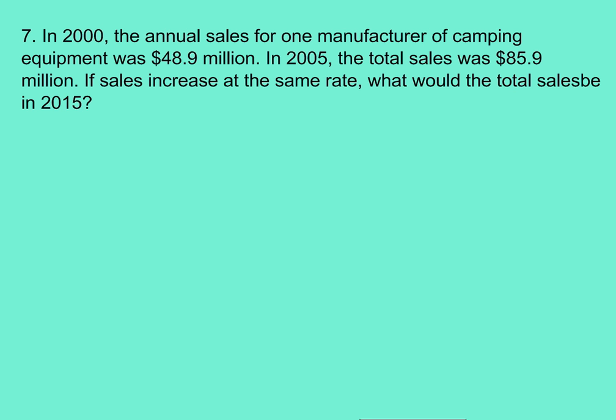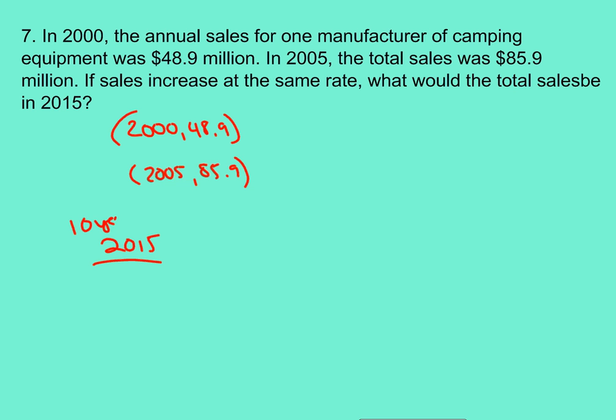So in 2000, annual sales for one manufacturer of camping equipment was 48.9 million. 2005, and the sales were 85.9 million. If sales increase at the same rate, what will the total sales be in 2015? So once again, 2000, it's 48.9. 2005, it is 85.9. And what's it going to be in 2015? So that is a difference of 10 years. It's just good to make note of that because it can help us later.